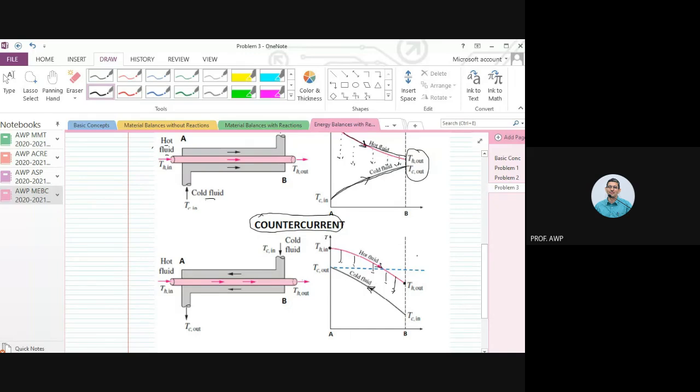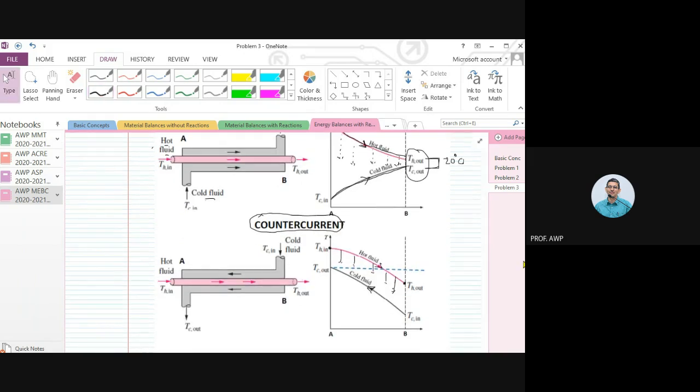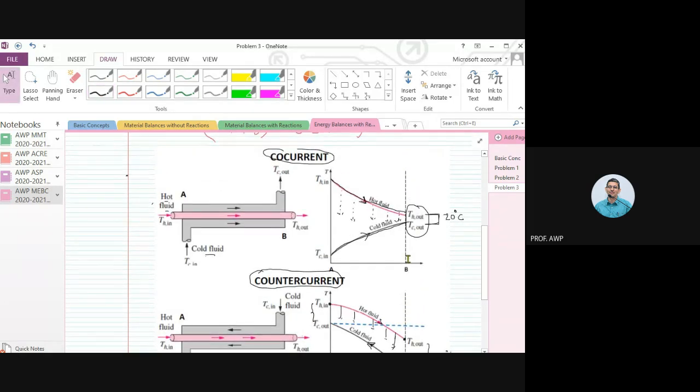So if you want to maintain a 20-degree difference, you have to maintain a 20-degree difference between the hot fluid outlet temperature and the cold fluid outlet temperature if it's a co-current exchanger. But if it's a counter current exchanger, you have to maintain 20-degree difference between the hot fluid inlet and cold fluid outlet, or the hot fluid outlet and the cold fluid inlet. Can you tell me which one is better, co-current or counter current?